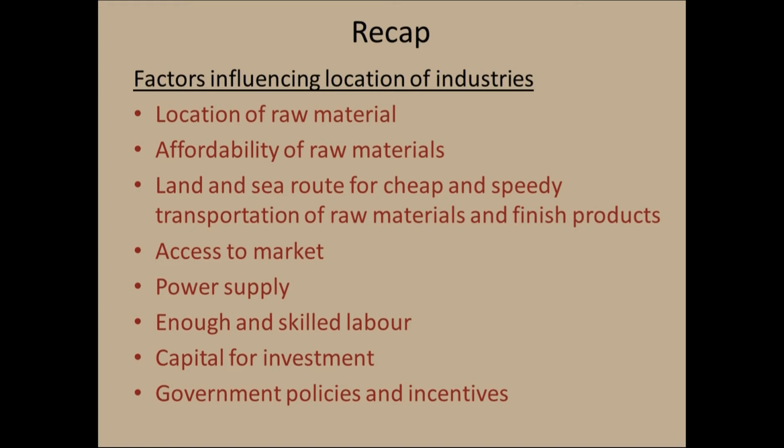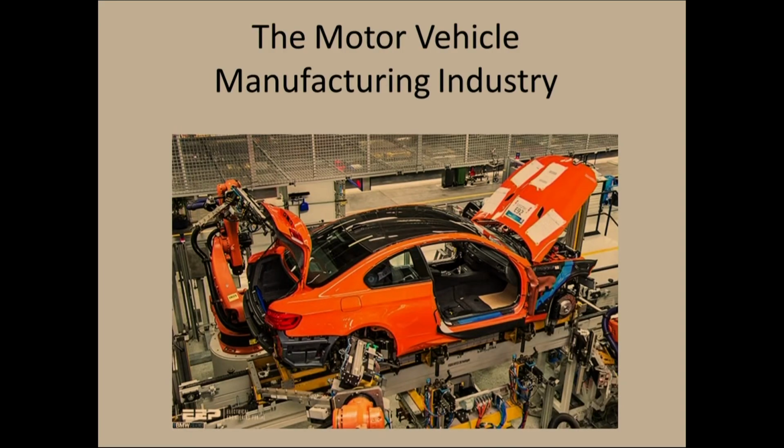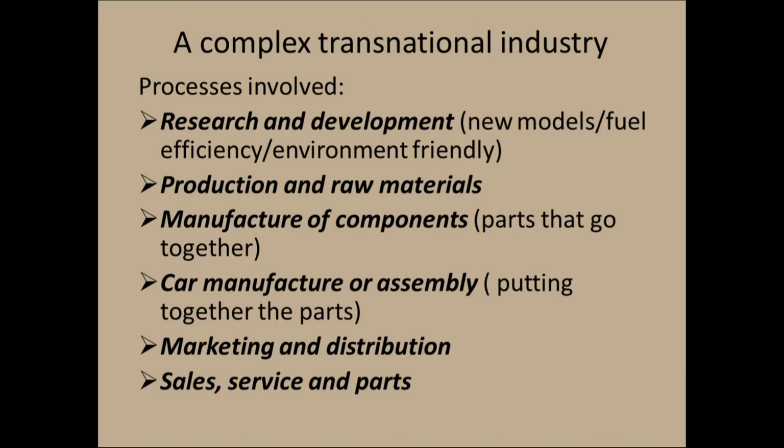So next, we are going to use everything that we've looked at so far, such as industry as a system, and the different factors that affect the location of an industry, and we are going to look at a motor vehicle manufacturing industry. A motor vehicle manufacturing industry is usually a complex transnational industry. A transnational industry involves a lot of processes.